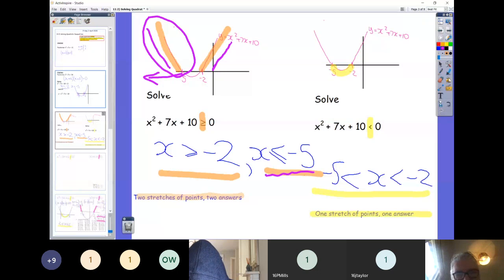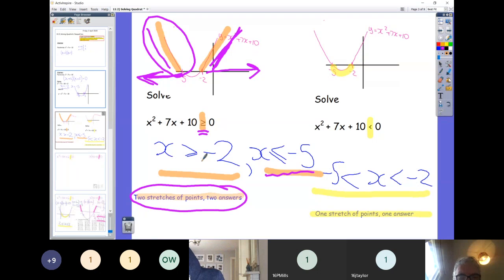But can you see that that stretch of points there, those are all the points going on forever to the left where the x coordinate is less than -5. And then the separate stretch of points on the right is where x is greater than or equal to -2. So it's all these points here. So x is greater than or equal to -2. Now the key learning point: because it's two separate stretches of points, your answer must include two inequalities. So x is greater than or equal to -2, comma, x is less than or equal to -5.